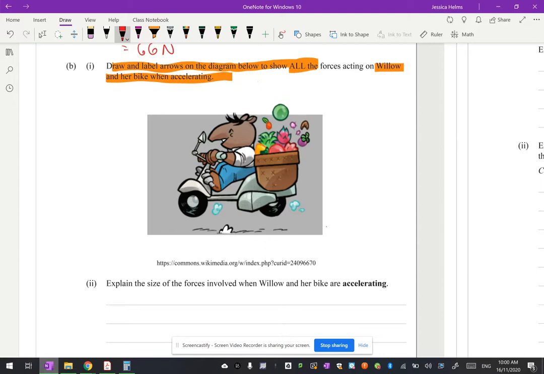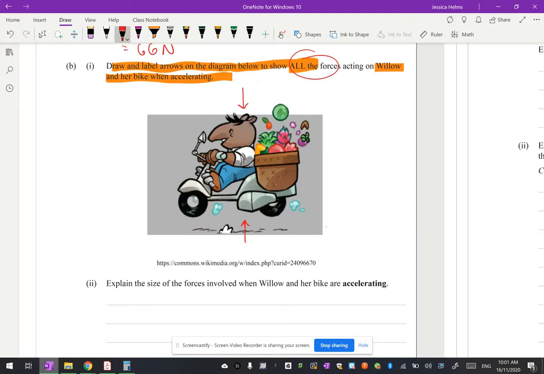Okay, so when it says draw and label all of the forces, this means we're going up, down, side to side. So all of them, not just the horizontal or the vertical. We know that the vertical forces, the up-down forces, are going to be equal and opposite because she obviously isn't falling down or rising up off the ground. Ignore what's happening in this picture. So these are going to be the same size, just to indicate that they're equal and opposite.